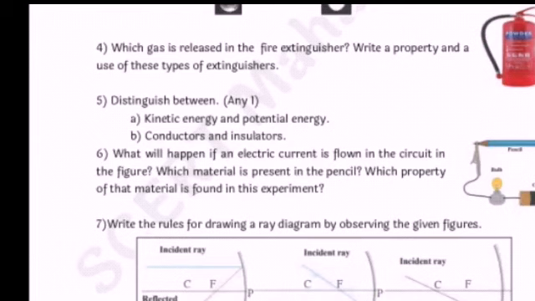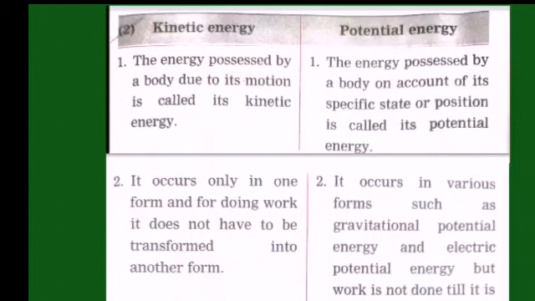Question 5. Distinguish between. The first is kinetic energy and potential energy. Friends, in this question we have to write differences between kinetic energy and potential energy in a chart. First, the energy possessed by a body due to its motion is called its kinetic energy, and the energy possessed by a body on account of its specific state or position is called its potential energy.